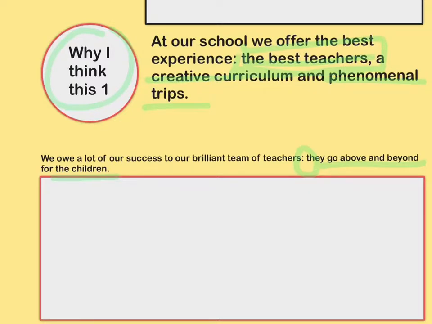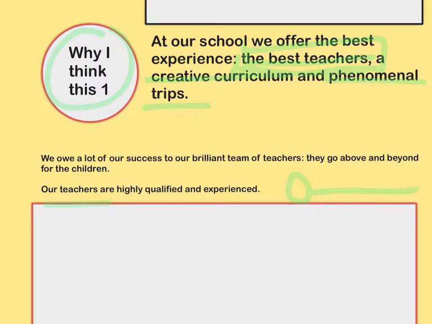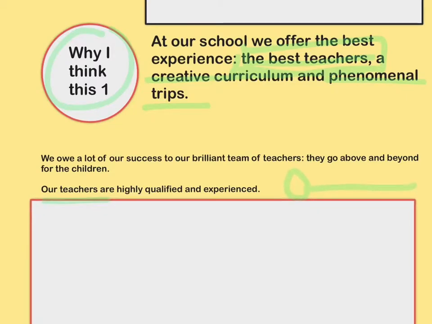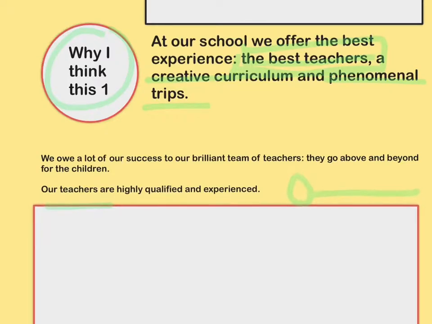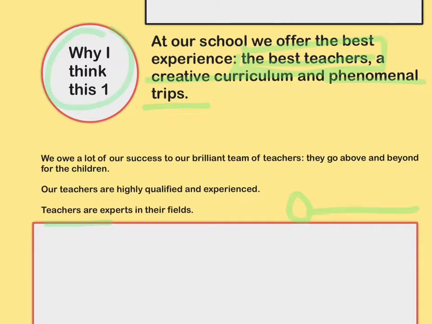What else can we use? Our teachers are highly qualified and experienced. That's a fact. Develop this sentence into a DD sentence. What would it look like? Teachers are experts in their fields. Also, that's another fact. So remember, if you're writing two different sentences here, before you link them, you're going to have to use a conjunction to add this information. Our teachers are highly qualified and experienced. In addition, teachers are experts in their fields.